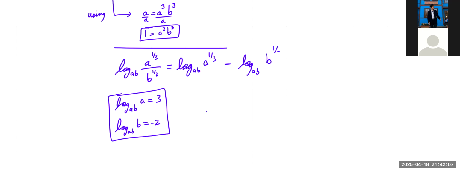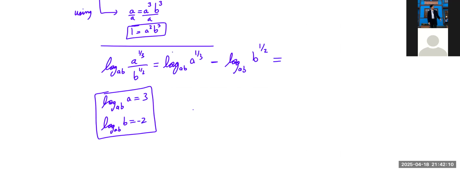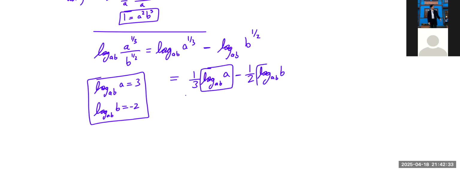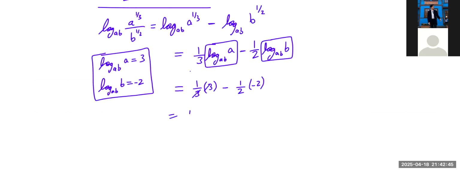Now, I know what log base ab of a is, but I don't know what log base ab of a to the power 1 over 3 is. So could I get rid of this 1 over 3 somehow? You could bring it down, no? And same thing here, I'll bring the 1 over 2 down. And now this is fun, because I know exactly what this is and I know exactly what this is, don't I? So I can replace log base ab of a with 3 and log base ab of b with negative 2, which leaves me with 1 plus 1. Answer is 2.